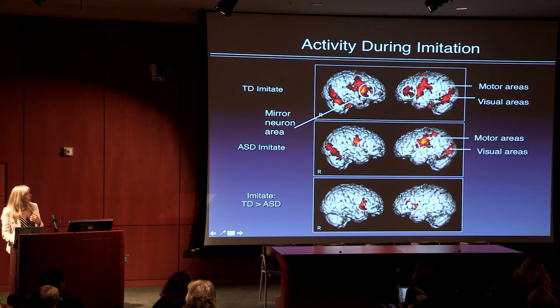When we look at the ASD children, they've got the same activity in the visual areas, they've got the same activity in the motor areas, so they're doing the task, but they don't mirror what's happening in the other person. They don't have that same internalization, and these are the differences between groups.